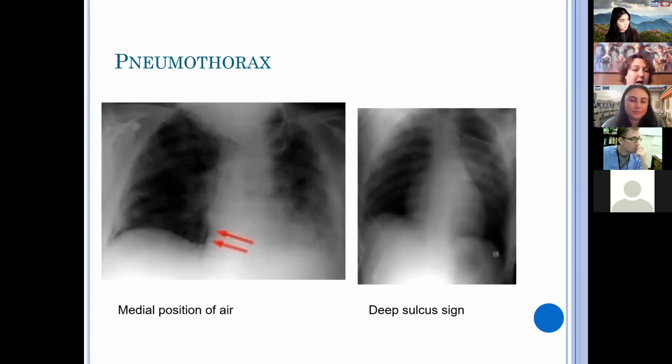One other thing that you can look for on a chest X-ray, in addition to just searching for these pleural lines, is something called the deep sulcus sign. So when we were talking before about fluid, I mentioned how the lungs sort of go down along the diaphragm, which looks sort of normal here, sort of normal over here. Over here, you can see what we call the deep sulcus sign, which means that this air extends way down here. And that's a common finding for a pneumothorax.